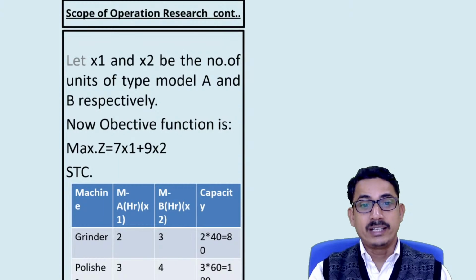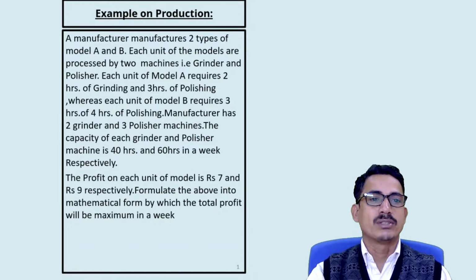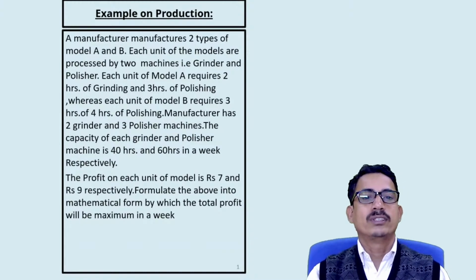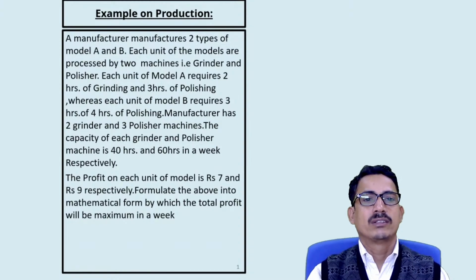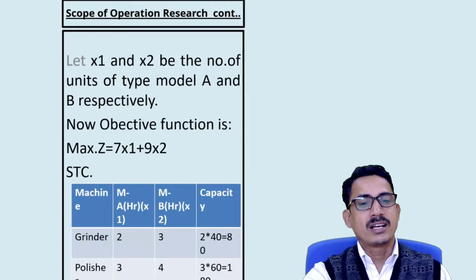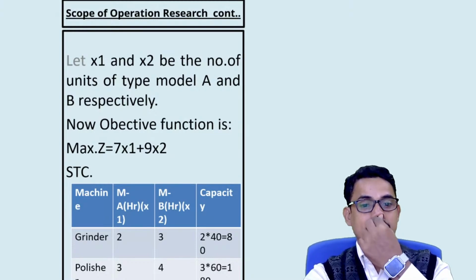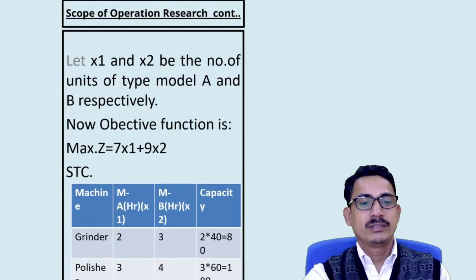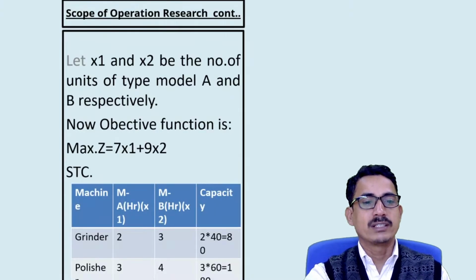2 into 40 is 80. What is the meaning of this? Now see, the manufacturer has two grinder machines. Each grinder can work for 40 hours in a week. When you have two grinder machines, the maximum you can use is 80 hours. 2 into 40 is 80 hours. Similarly, the manufacturer has 3 polisher machines. Each polisher machine can work for 60 hours in a week. We have 3 polisher machines, so the maximum time available is 3 into 60, which is equal to 180 hours.